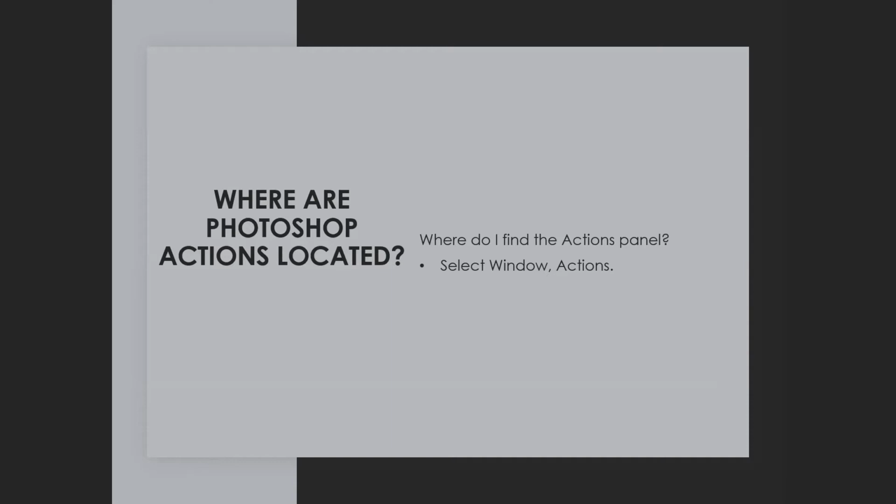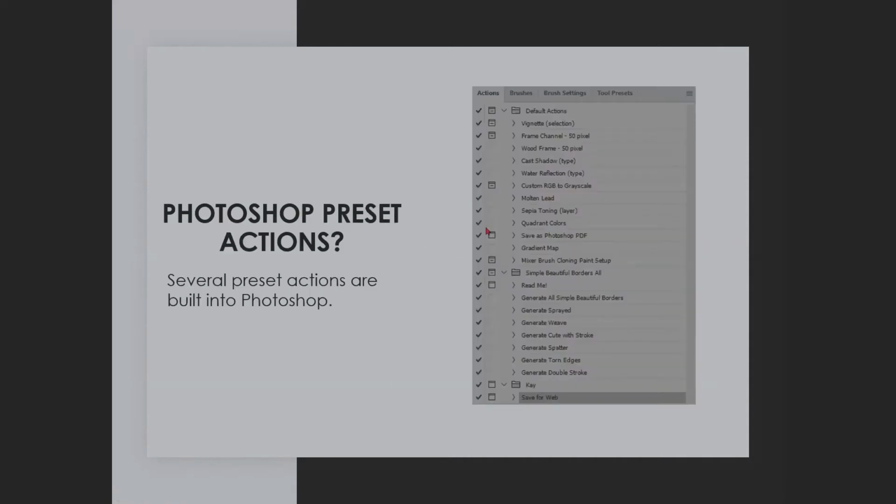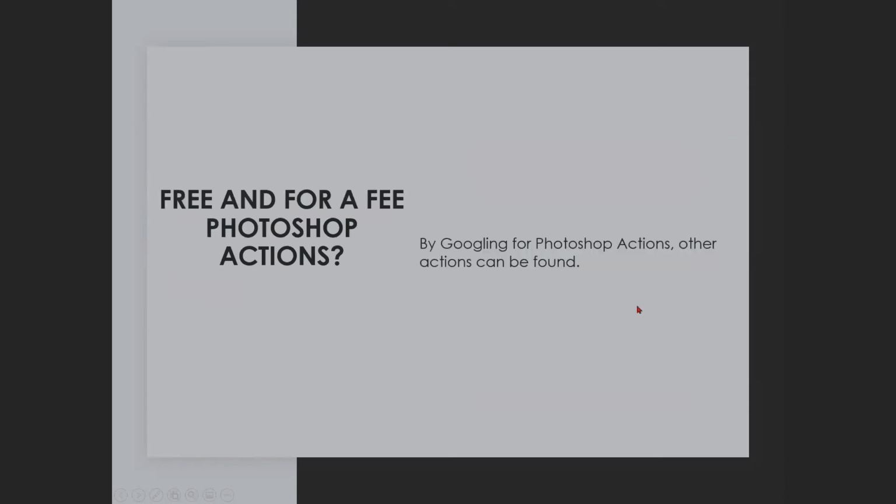So Photoshop Actions are located on your Windows panel, and you click on Actions and it'll open another panel for you, just like your layers or any of your other functions that you're doing with Photoshop. So you have some preset actions that are already set up in Photoshop for you to use. We're going to look at all these in detail in a minute, but these are some that are already in your program with Photoshop.